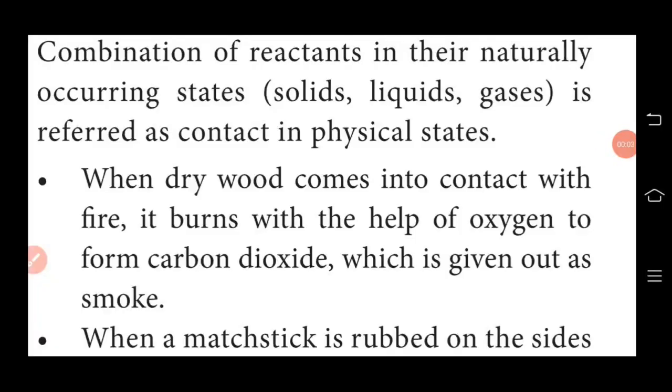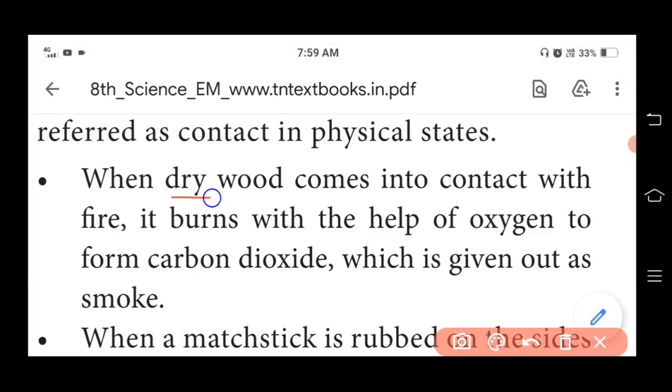In our textbook, they have given some examples to understand contact in physical states. When dry wood comes into contact with fire, it burns with the help of oxygen to form carbon dioxide. So here oxygen is the supporter for combustion. One-mark question. And then when firewood burns, it gives carbon dioxide, which is given out as smoke.